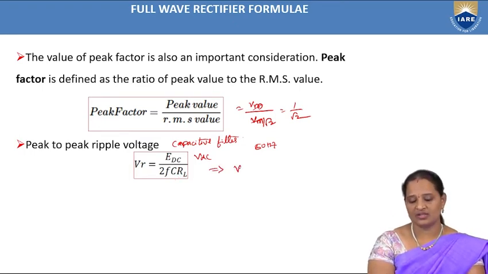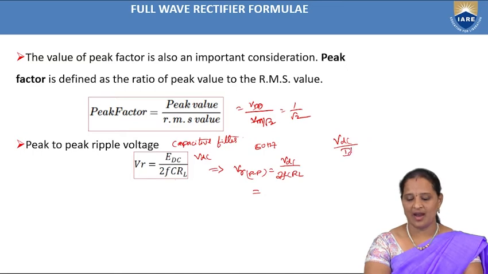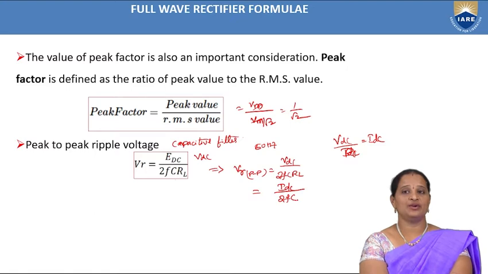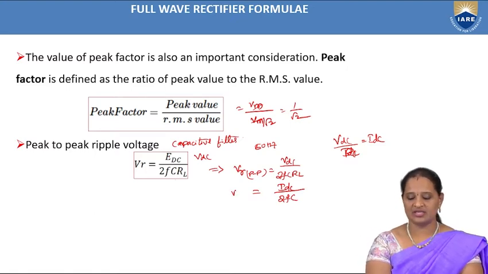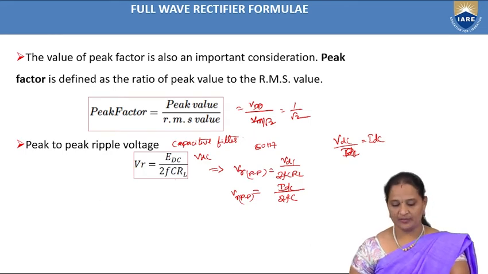We can also write this VR peak to peak as VDC divided by 2FC into RL. Or else we also know that VDC divided by RL is nothing but IDC. Just replacing that, it can be written as IDC by 2FC. So like this also we can write. This is the peak to peak ripple voltage with the help of a capacitive filter.